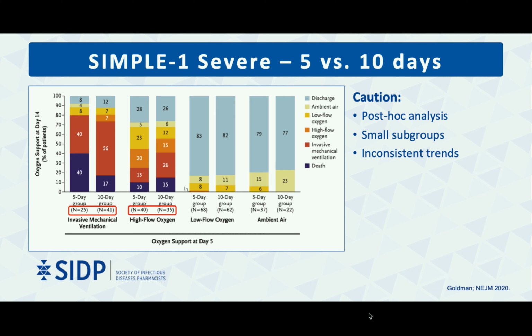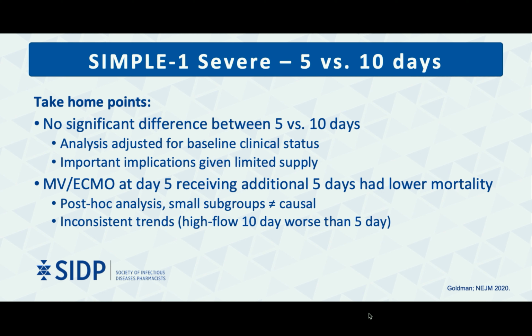So, key take-home points from this study: no significant difference was detected in outcomes between 5 days and 10 days of therapy. Patients who were mechanically ventilated or on ECMO at day 5 that received an additional 5 days of therapy had a lower mortality rate by day 14 than those who did not receive additional therapy. But this was a small post hoc analysis, and trends for different groups were inconsistent, so this analysis should not be used for treatment decisions alone.